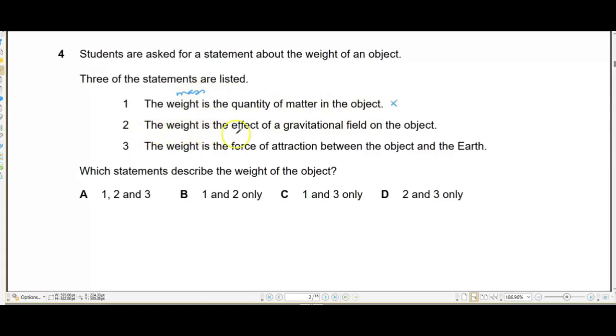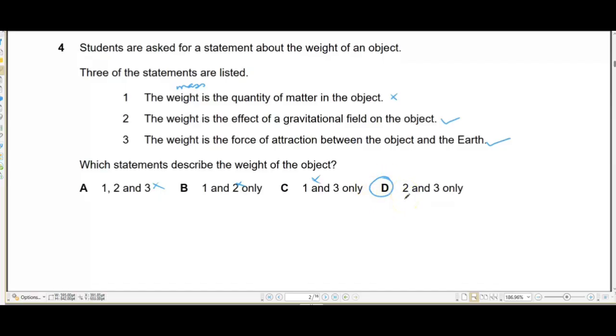Number 2, the weight is the effect of gravitational field on the object. This is correct. And the weight is the force of attraction between the object and the earth. This is correct as well. So 2 and 3 are going to be correct and 1 is not going to be there. So any option that has 1 in it is not correct, and D is our correct option.